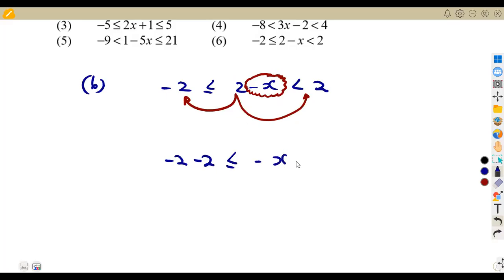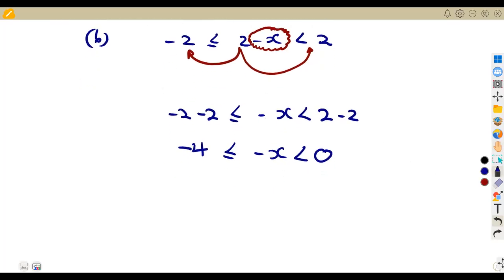Then we've got -x is less than 2. Take the 2 to the other side, it becomes a -2. -2 minus 2, that's a -4, less than or equal to -x, less than 2 minus 2, which is a 0. At this stage, we are supposed to divide by a negative. So you're going to divide by -1, by -1, by -1.